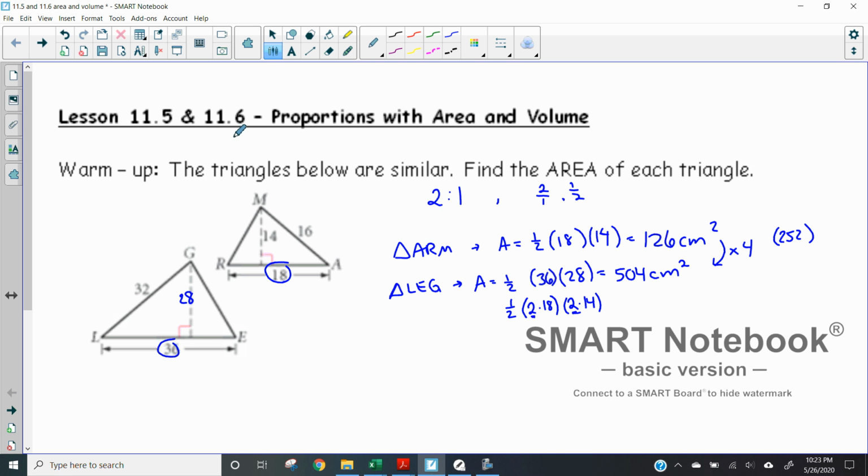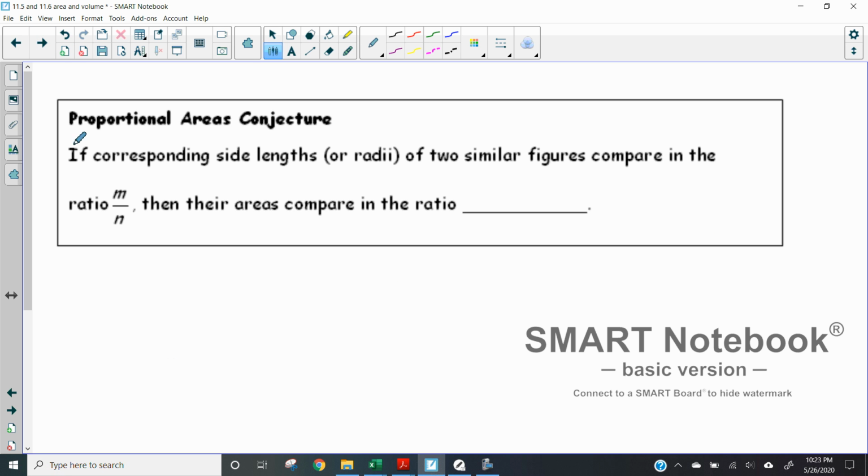So what actually occurs here with area, we're just going to jump right to the conjecture. Pause if you need to write this out on your own. So if the corresponding side length, or radii, because this could work with circles as well, of two similar figures have this ratio, m to n. Now those would just be some numbers, right? Maybe 2 to 3 or 7 to 15, whatever they might be. Then their areas compare in, and I think this is not very surprising once you see it, m squared to n squared, right? So that kind of fits.